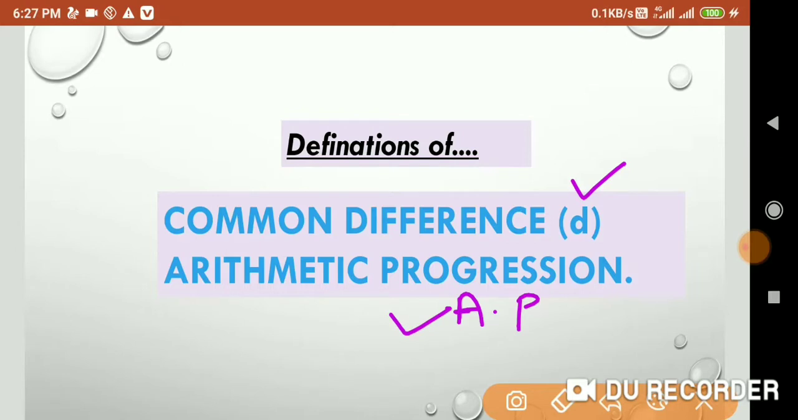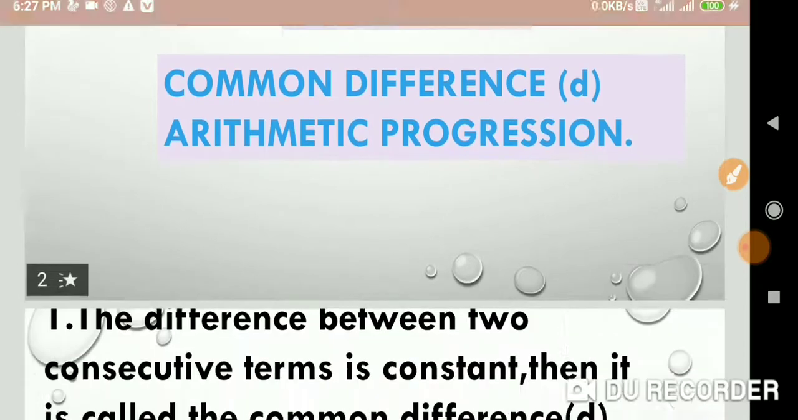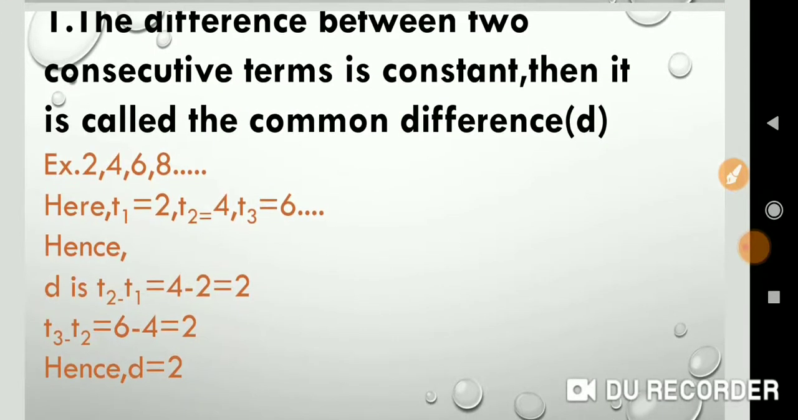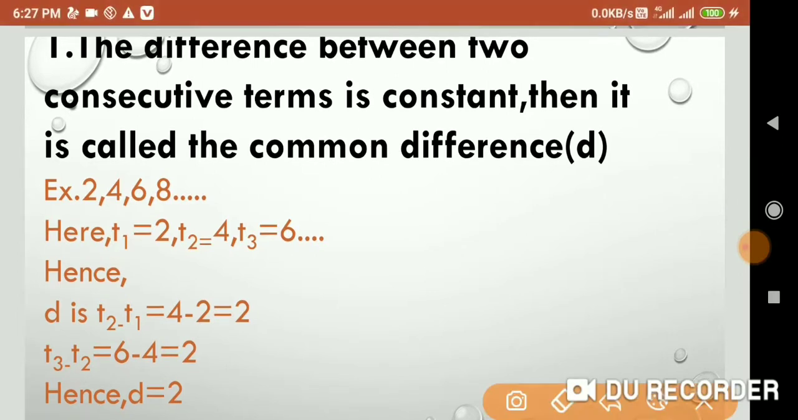But before discussing these points, it is necessary to see the definition of common difference. Now, common difference means what? If the difference between two consecutive terms is constant, then it is called the common difference, which is denoted by English small letter d. Okay.